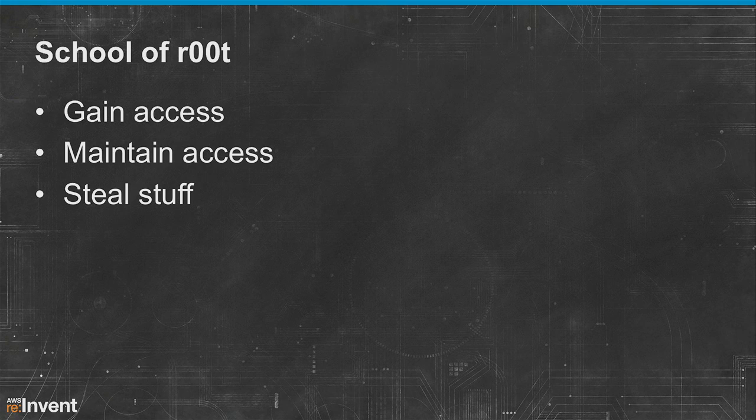Now, when we're dealing with an adversary, he follows a school of root. He has several different things he wants to achieve. He wants to gain access, he wants to maintain access, and he wants to steal stuff. Understanding how an attacker actually operates in those three phases allows us to focus our mechanisms to detect intrusions for each of these phases within the AWS environment.